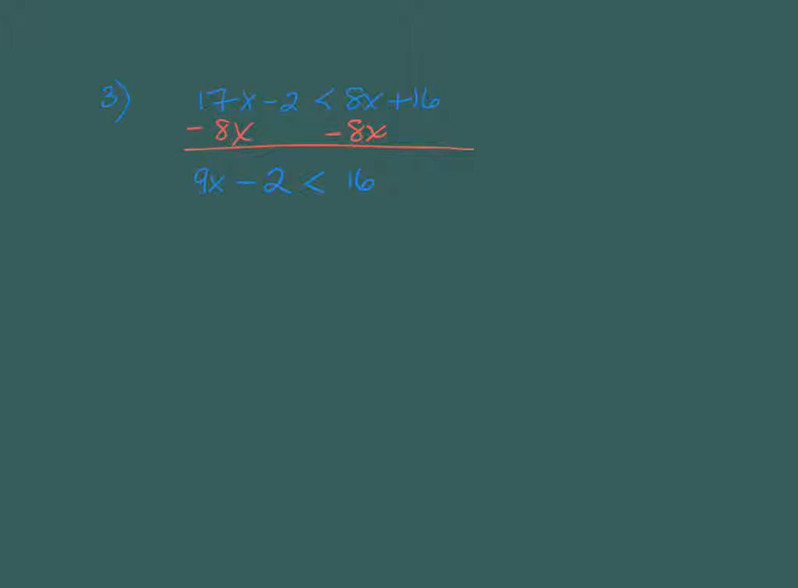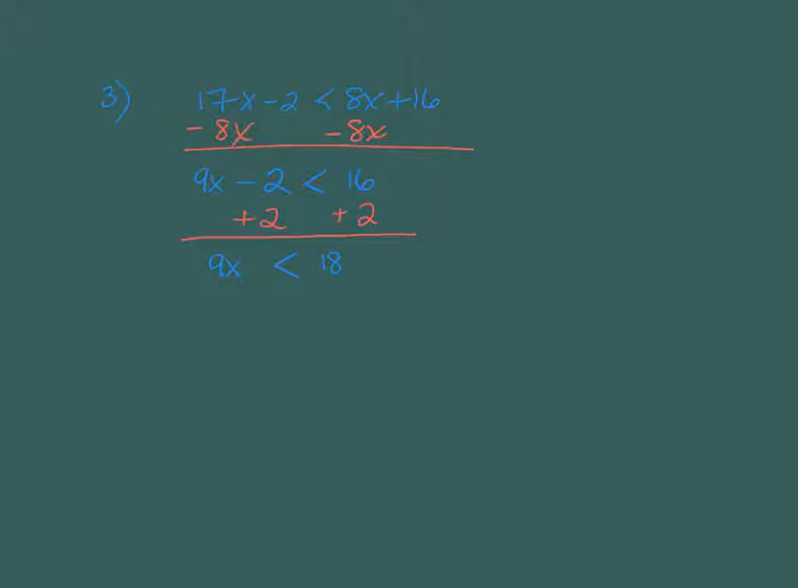Now I've gotten all my variables to the left-hand side of my inequality. So I can go ahead and get my variable term isolated by undoing my minus 2, and I'm going to add 2 to both sides. That's going to leave me with 9x. Negative 2 and positive 2 is 0, so I'm going to bring down my inequality. 16 plus 2 is 18.